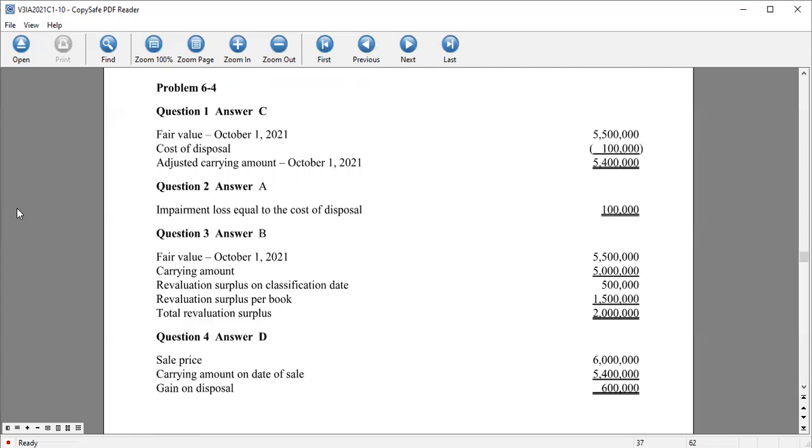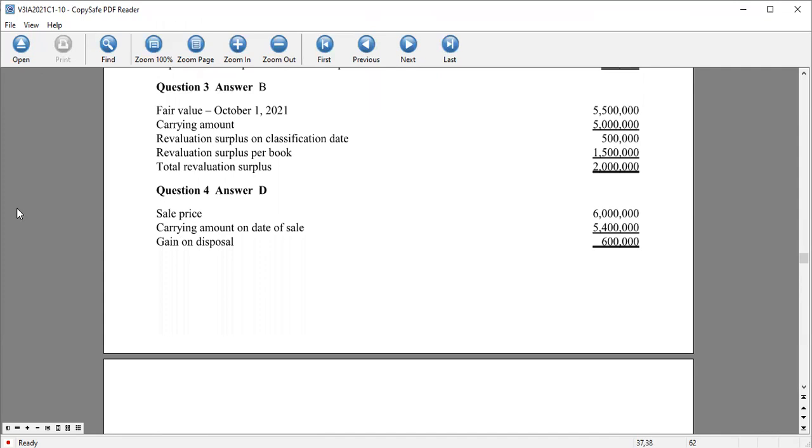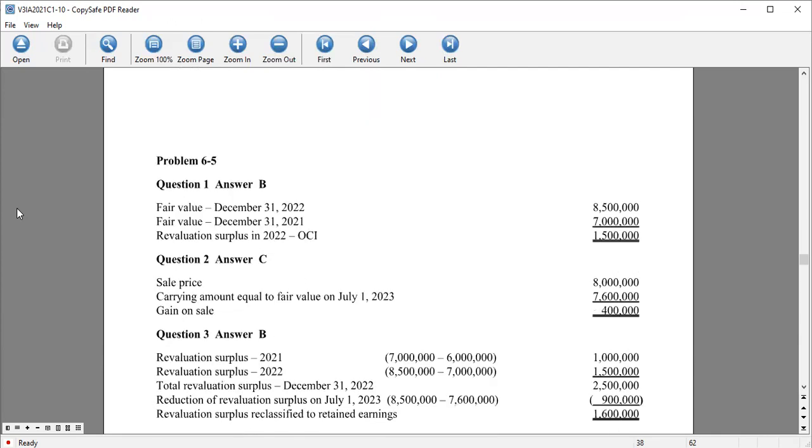Question number 3, what should be reported as revaluation surplus? So question number 3, the answer is B. That's 2 million for the revaluation surplus total. And question number 4, disposal of land in 2022, the amount of 600,000 or letter D. Then we have 6-5 with again 3 requirements.